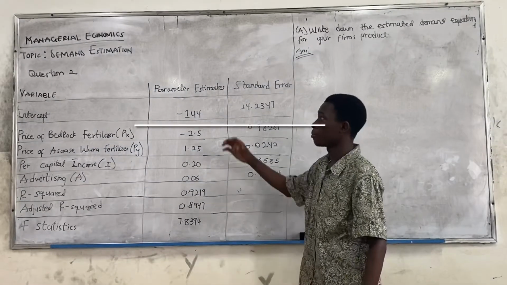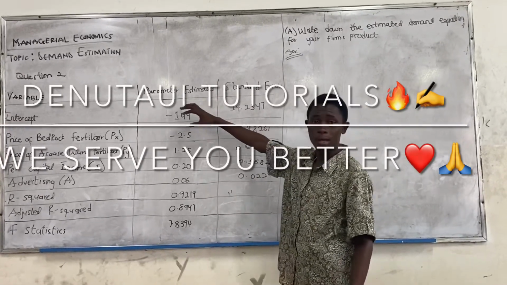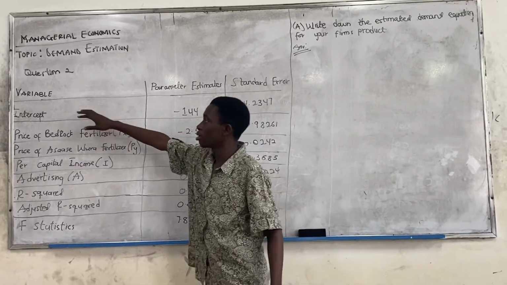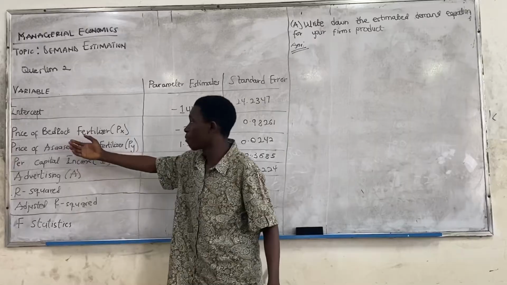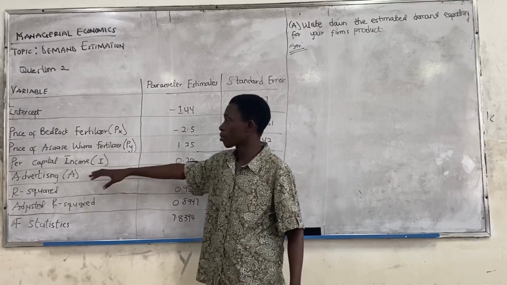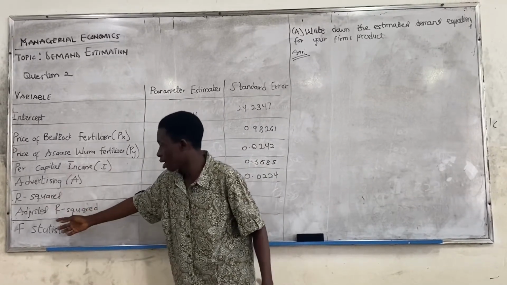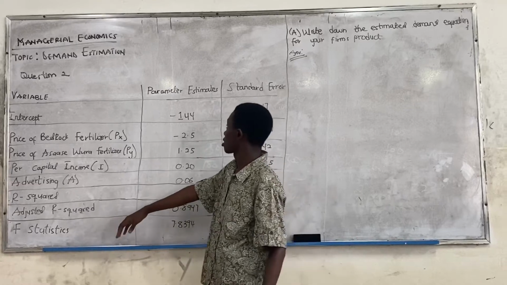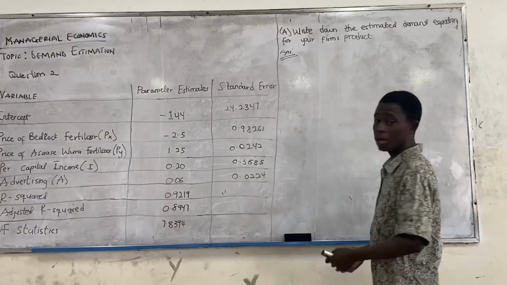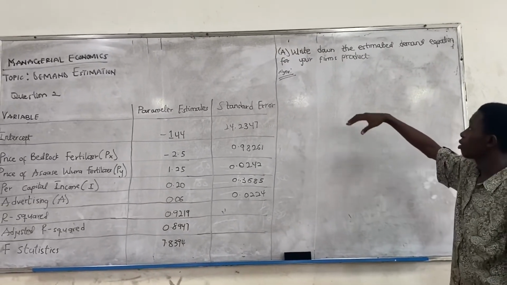So we are back to our demand estimation topic under managerial economics. This is basically our second question we are solving. We have our variables: intercept, price of bedrock fertilizer PX, price of cereal fertilizer PY, per capita income I, advertising A, R squared, adjusted R squared, F statistics. We have our parameter estimates and standard errors. Let's move on to the first question, which is A. Write down the estimated demand equation for your firm's product.